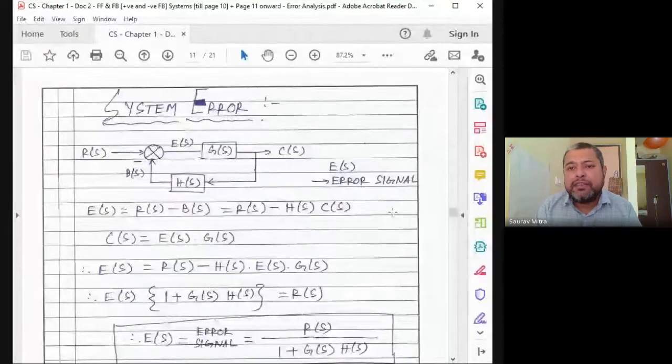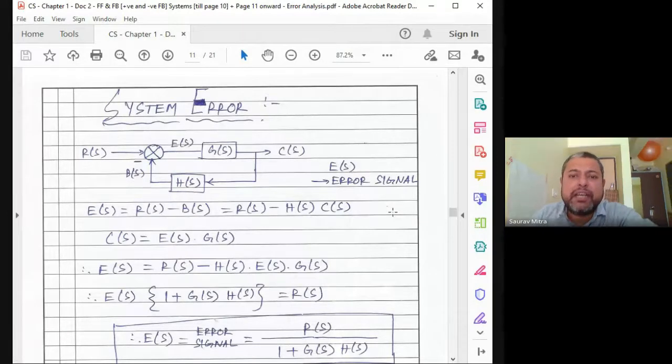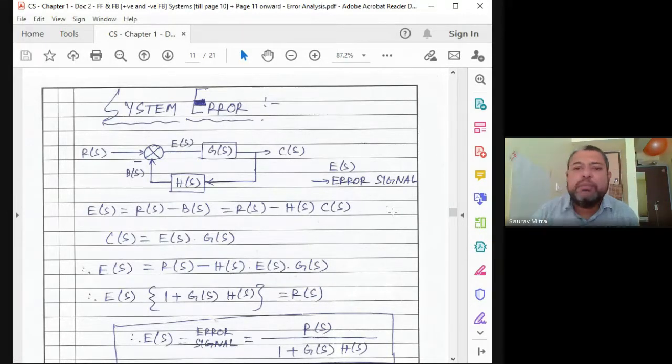So there will be a table of 3 by 3. You have to remember this table very clearly, and you won't have to mug it up, because all of it will come through a very proper proof. That is, there are 3 inputs: the first one is unit step input, the second one is ramp input, and the third one is parabolic input.